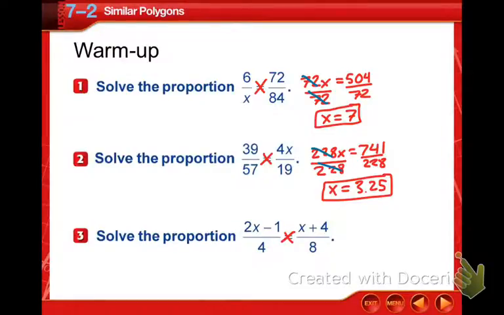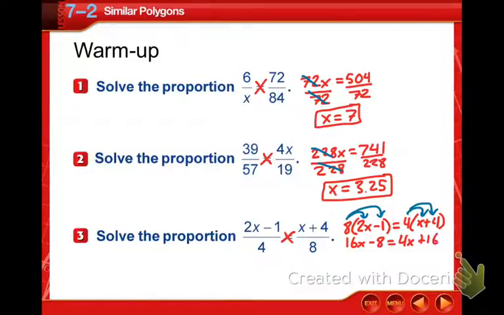So now we're going to cross multiply on the last one. Now we've got a couple of expressions in the numerators of our fractions. So 8 times 2x minus 1 equals 4 times x plus 4. I'm going to distribute the 8 inside and the 4 inside. So 8 times 2 is 16x. 8 times negative 1 is negative 8. 4 times x is just 4x, and 4 times 4 is 16.